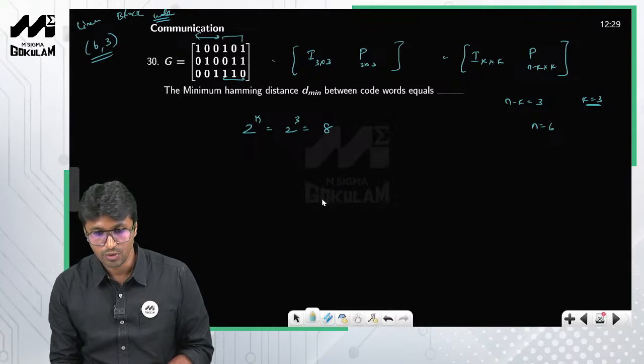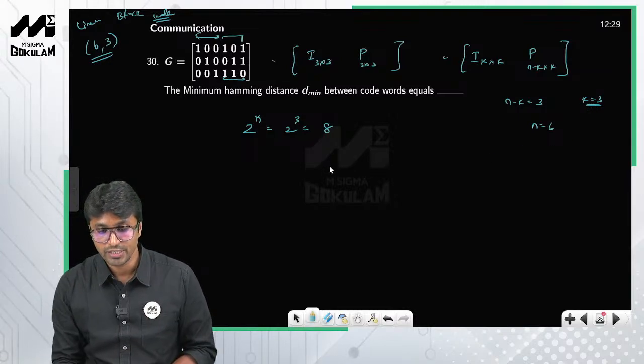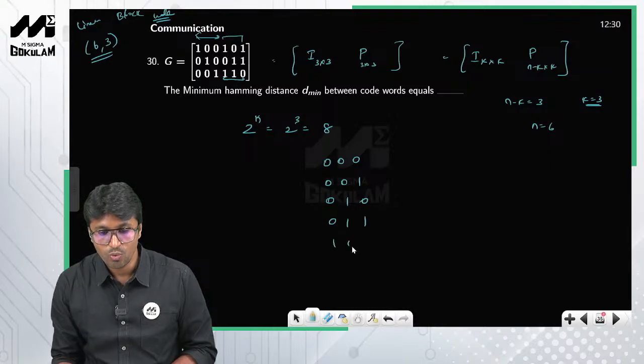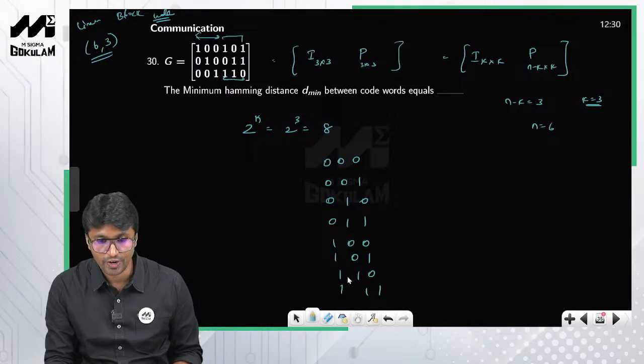Listen, what are the possible input combinations? Look at this one. The message is of 3 bits, so the message is of 3-bit length. What are the possible input message combinations? 000, 001, 010, 011, 100, 101, 110 and 111, right? So there are 0, 1, 2, 3, 4, 5, 6, 7.